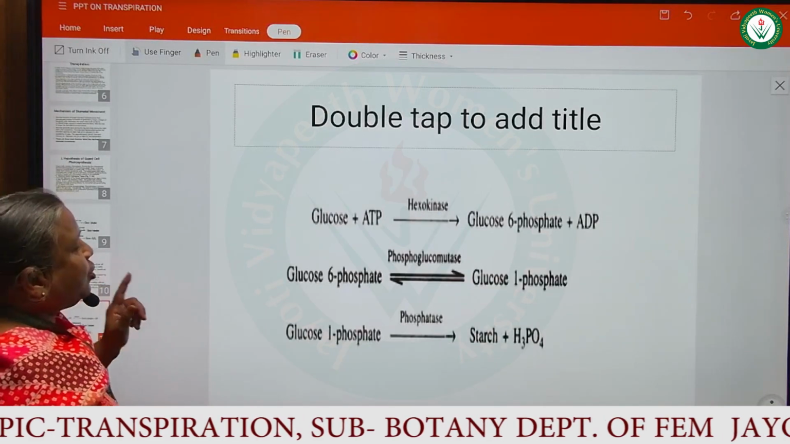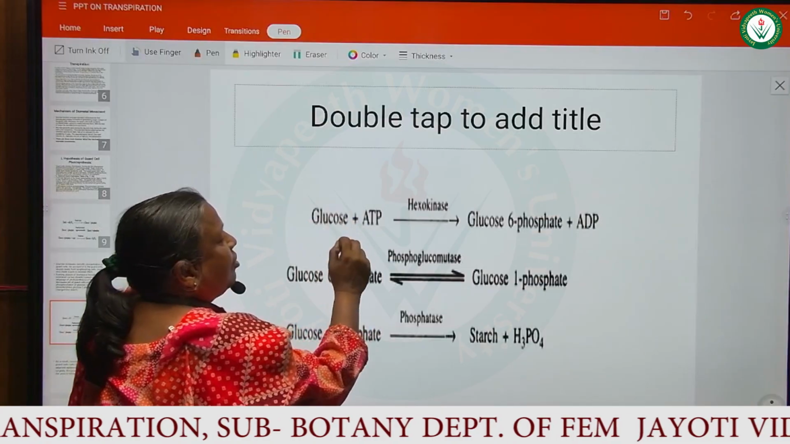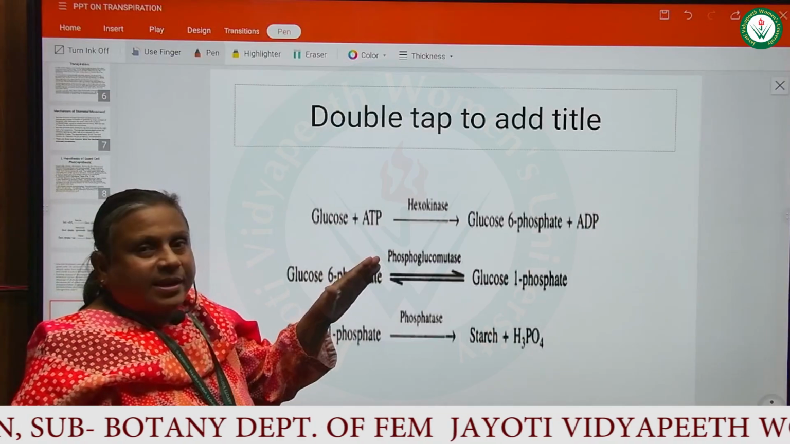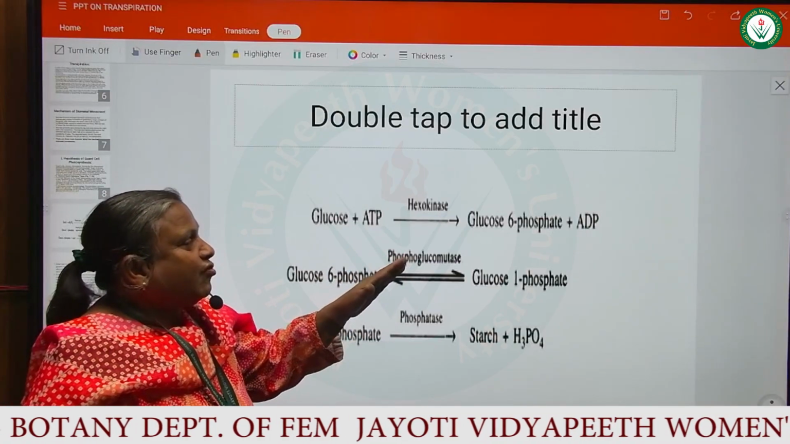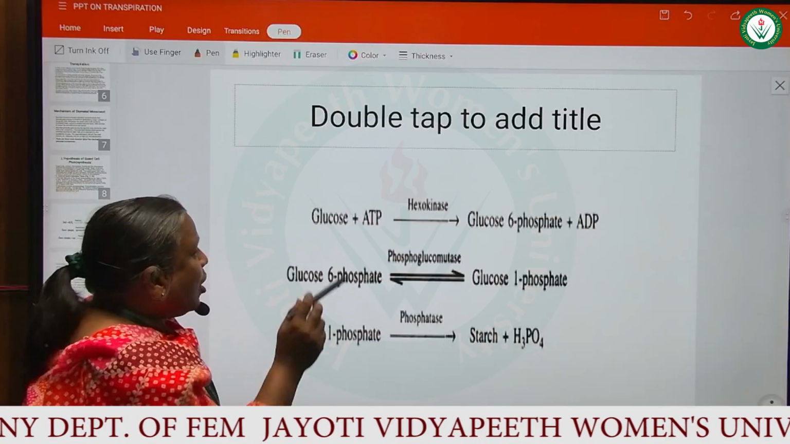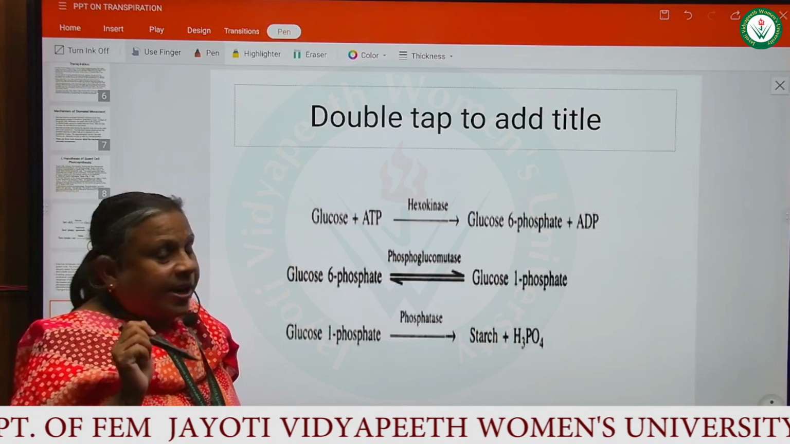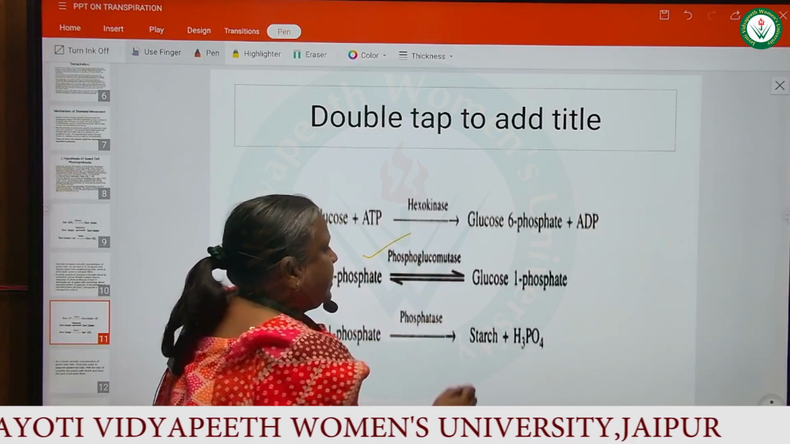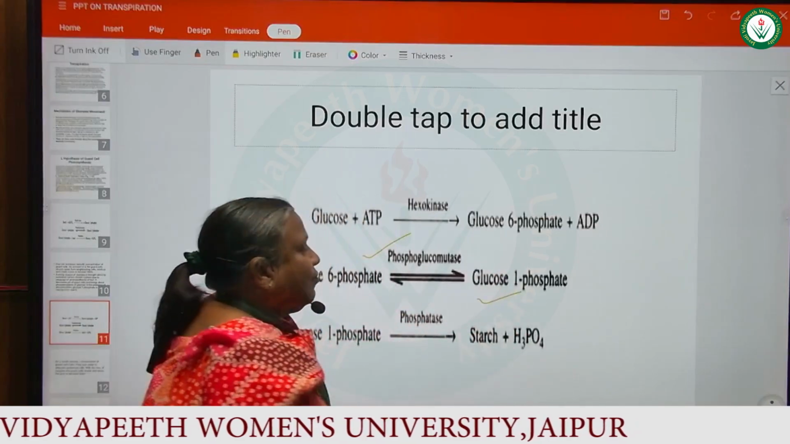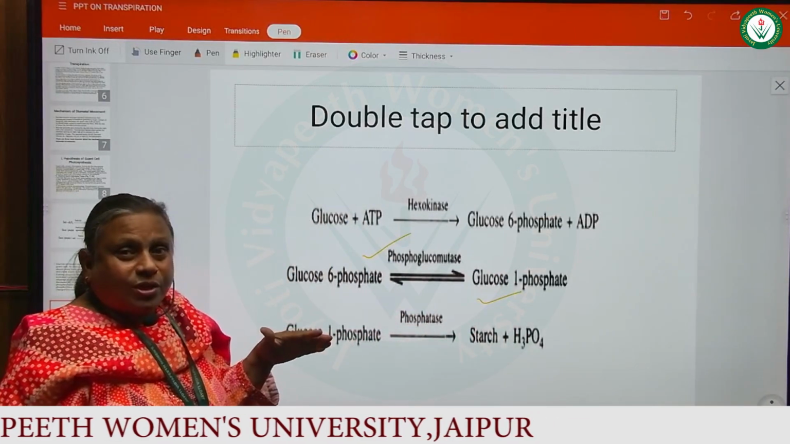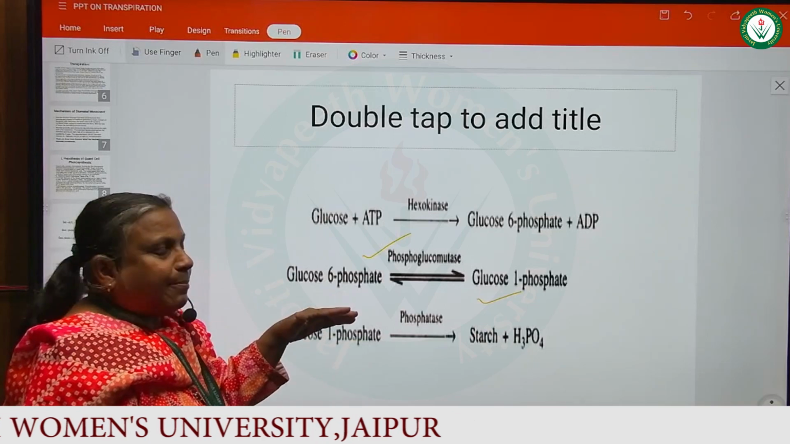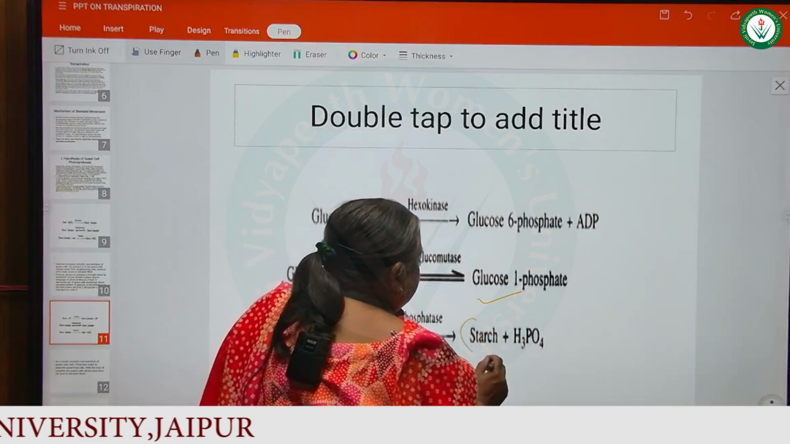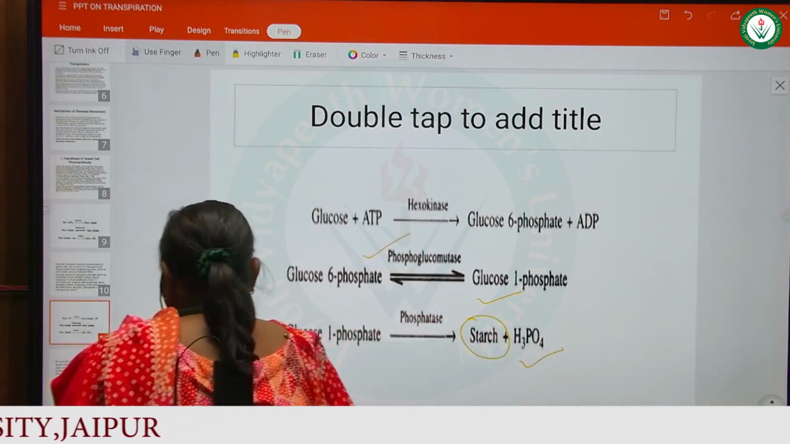So this equation shows glucose in the presence of ATP and hexokinase enzyme is converted into glucose 6-phosphate and ADP. And now this glucose 6-phosphate in the presence of the enzyme phosphoglucomutase is converted into glucose 1-phosphate, and now this glucose 1-phosphate in the presence of the enzyme phosphatase is converted into starch and phosphoric acid.